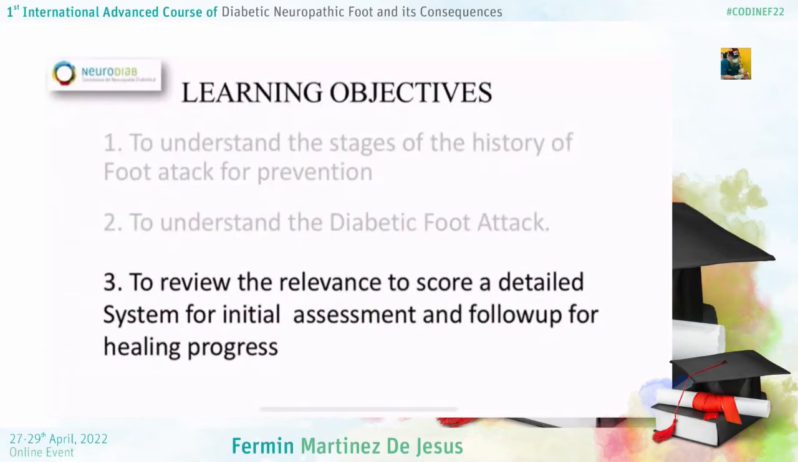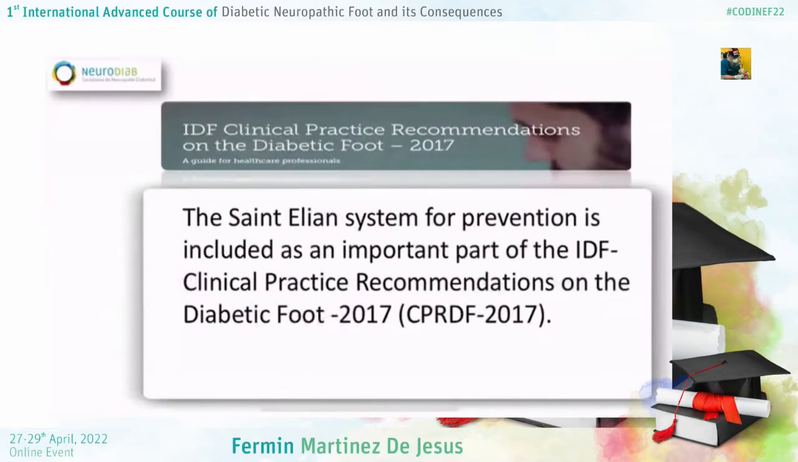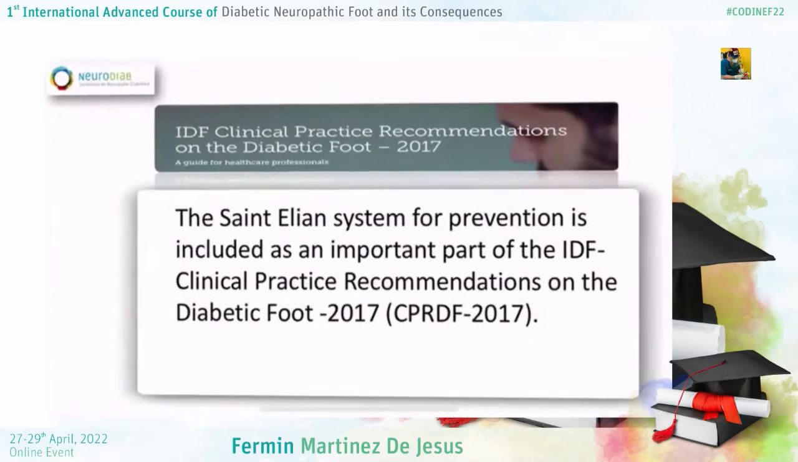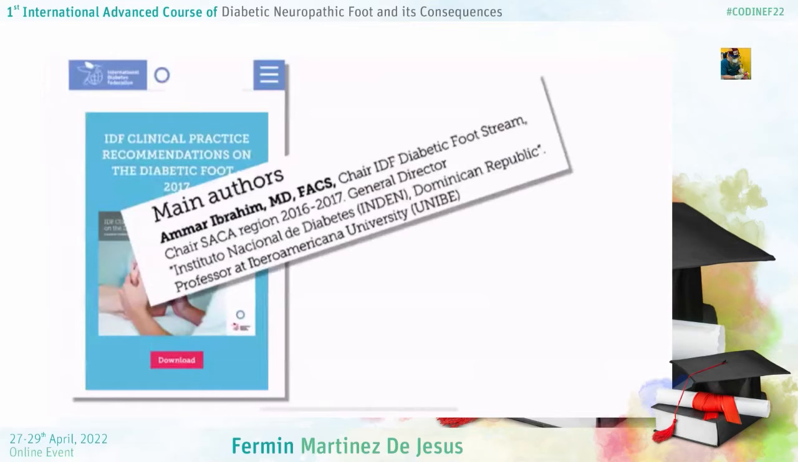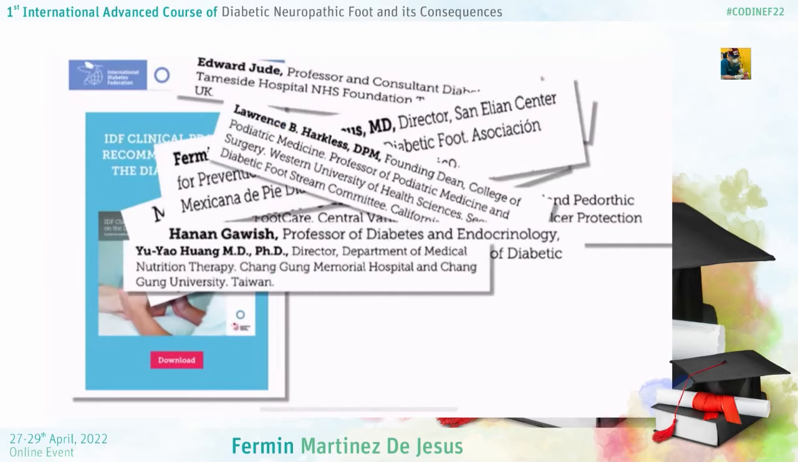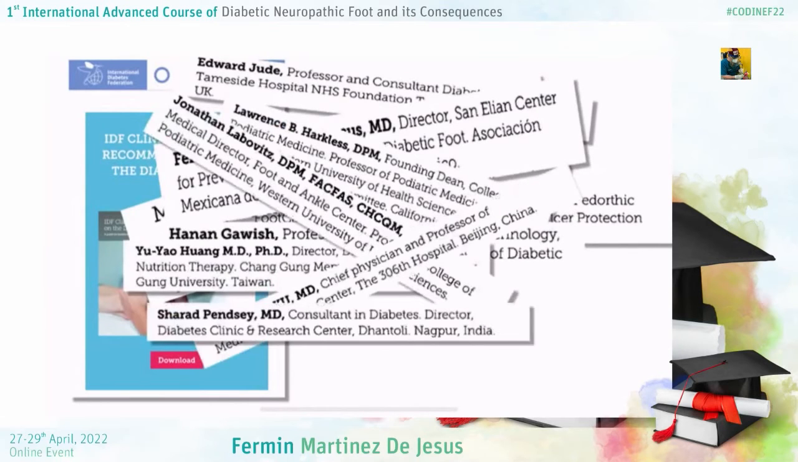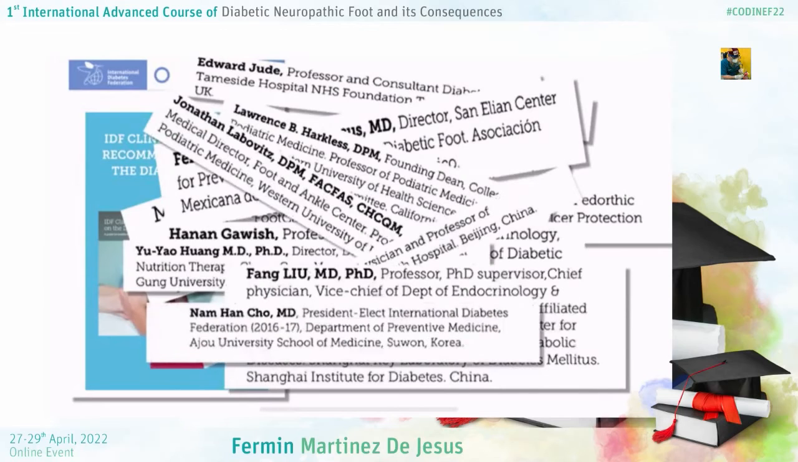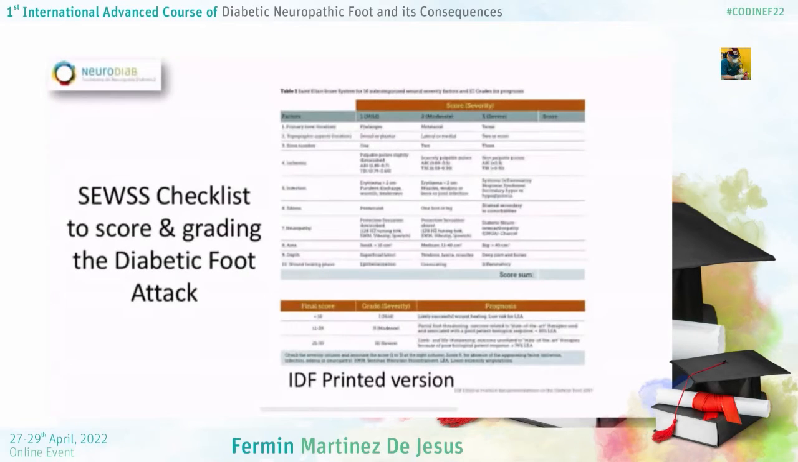The third learning objective is to review the relevance of the score, a detailed system for initial assessment and follow-up of healing progress. The San Elian system for prevention has been included as an important part of the IDF clinical practice recommendations on the diabetic foot since 2017. The effort was achieved by many colleagues around the world over 2 years to obtain a consensus that was published and presented during the IDF World Congress.